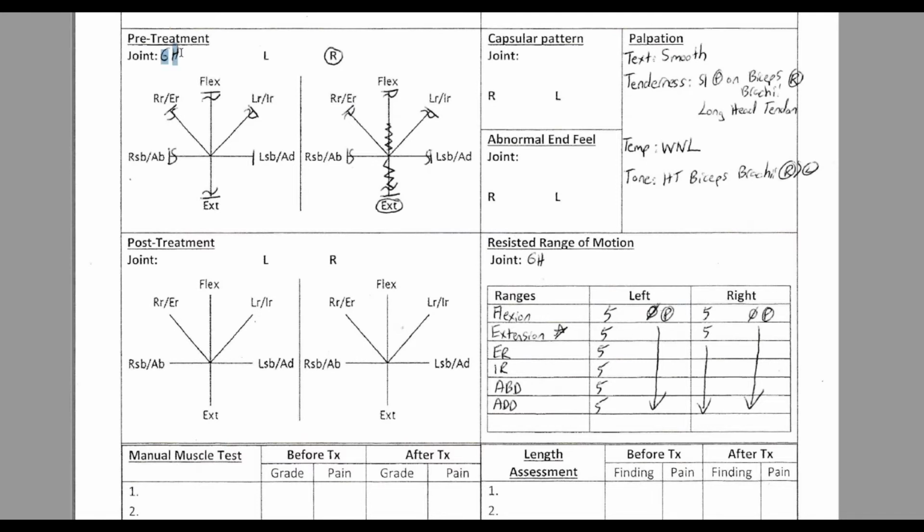You see the joint that I put here, GH, glenohumeral, or you could put shoulder in this example, but that needs to be there, because if you don't put it, then I don't know which joint you're talking about. And it already has its movements named here: flexion, extension, internal rotation, external rotation, abduction, adduction.